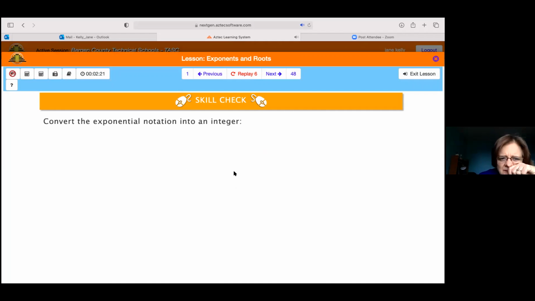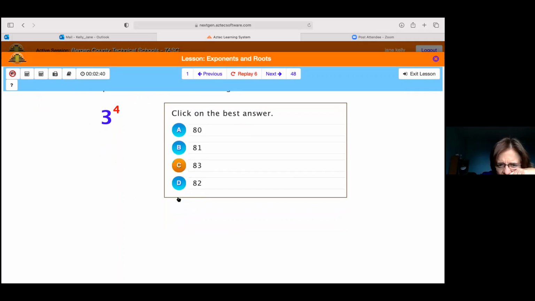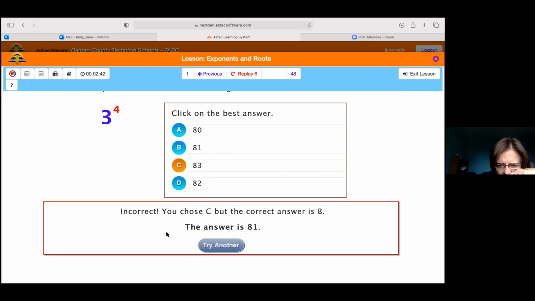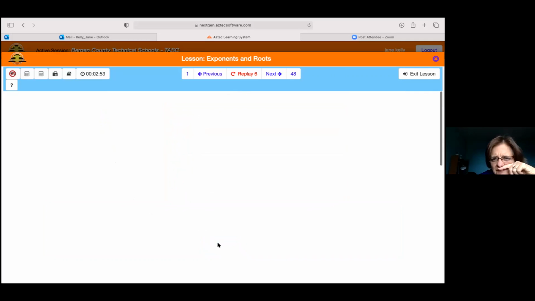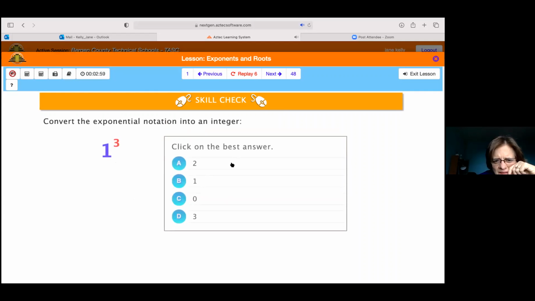Okay, here's a question. Okay, convert. I guess from looking at the answers, they would realize that this means multiply it out. So let's get it wrong. I think it's C. Okay, it didn't explain, but it did tell us the correct answer is 81. Now we could try another. And I'm going to keep getting them wrong. It's not good.